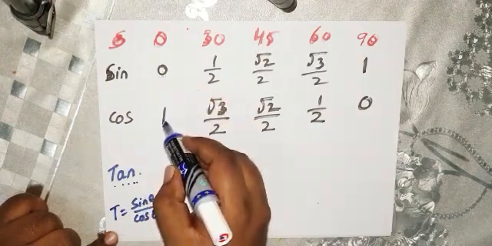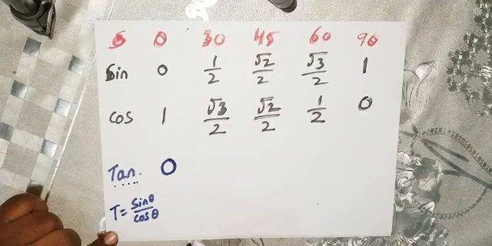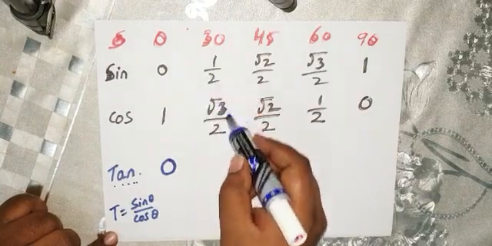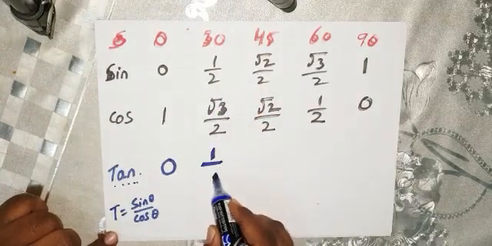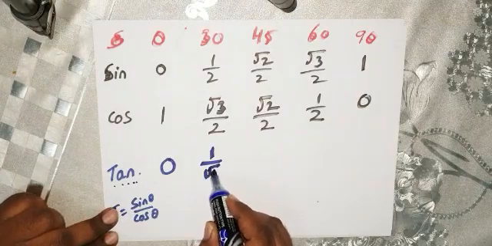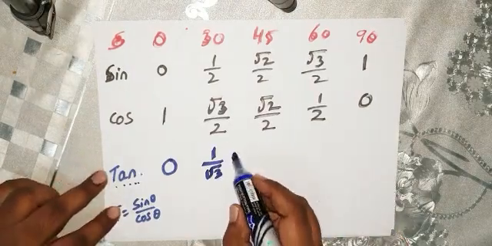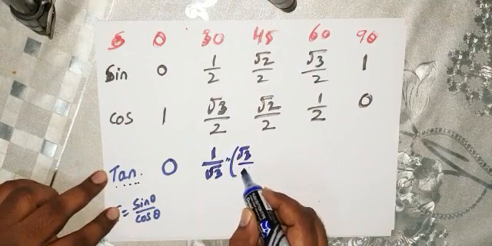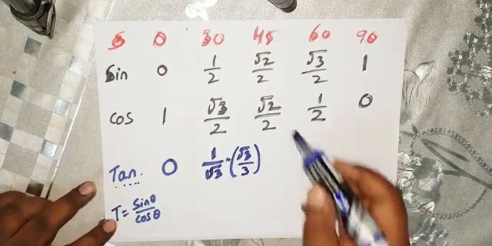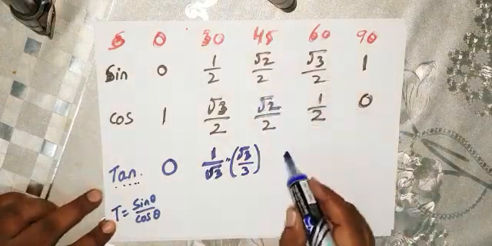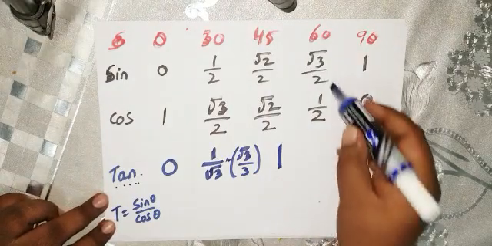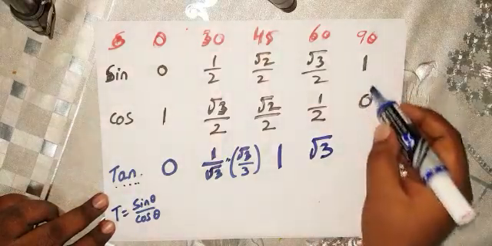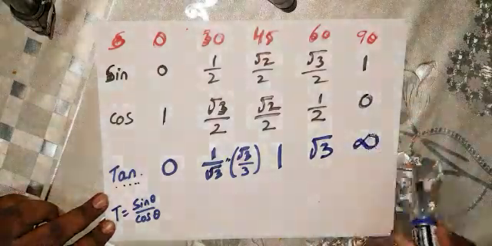So 0 divided by 1 is 0. 1 by 2 divided by square root of 3 by 2: the 2 and 2 will be cancelled and you are left with 1 by square root of 3, which if you write it in the calculator, it will give you in a standard form root 3 over 3. Likewise, for the third one, everything gets cancelled and we will get 1. And here the 2 and 2 will get cancelled and you will get square root of 3. And 1 by 0 is undefined, so it is infinite.